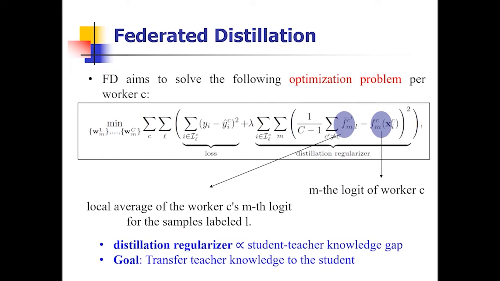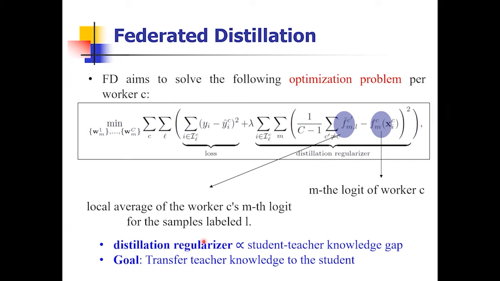Okay, very good. So now mathematically, what federated distillation does is this: we have this optimization problem for a given worker. This is your empirical risk minimization, and this is a regularizer that we add to quantify the difference between the prediction of the local logit and the average logit from all the other workers. Then we use this distillation regularizer in the learning. So this is how the empirical risk minimization for federated distillation is written.